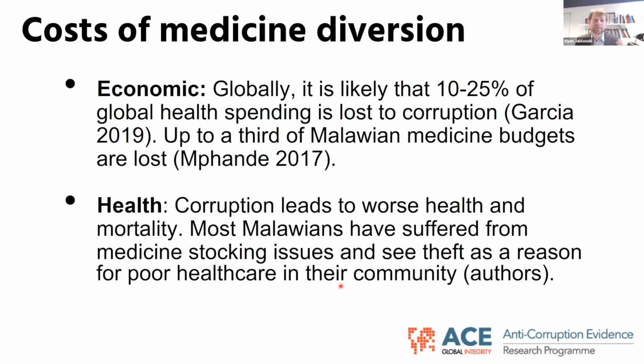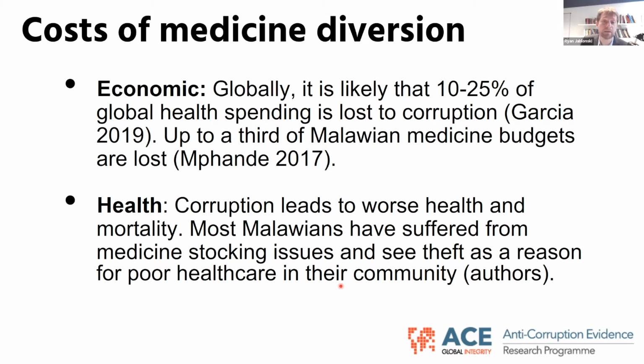But most importantly, this has a huge public health cost. I think it's probably not much of an exaggeration to say that corruption is one of the leading causes of preventable disease and mortality in a lot of developing countries with these kinds of issues of low capacity and low accountability that I'll talk about. Almost all Malawians have suffered from issues of medicine stocking. Around 70% of all clinics in Malawi have had very severe issues of stocks that are not there that should be there.